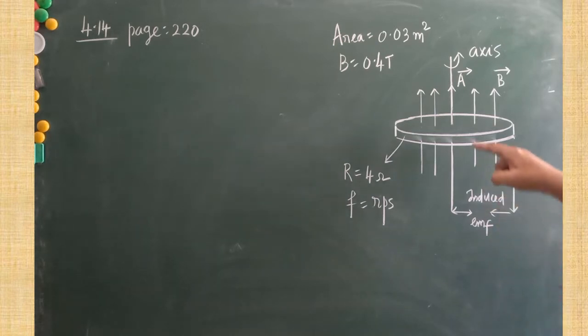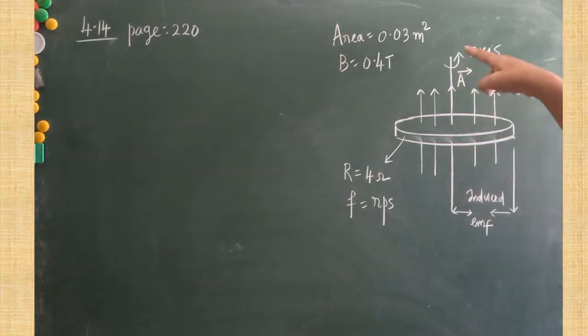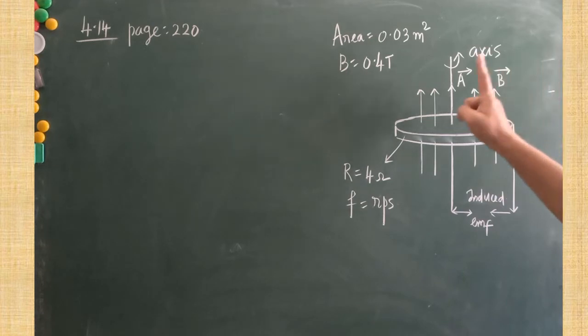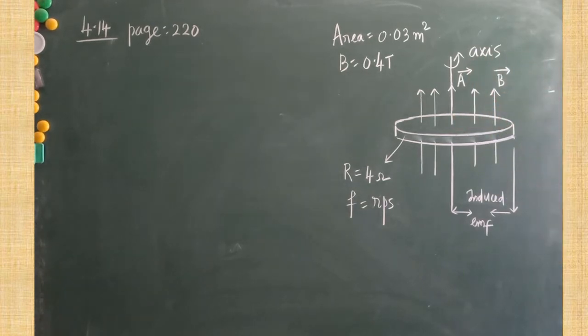Look here, this is the axis, and with respect to that axis the circular disc is made to rotate. The direction of the magnetic field is parallel to the axis of the disc. So B is parallel to the axis. Therefore, the area vector is acting along the axis, and the A vector and B vector are both acting in the same direction.